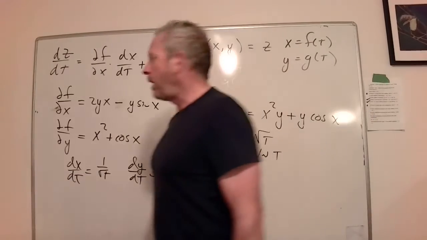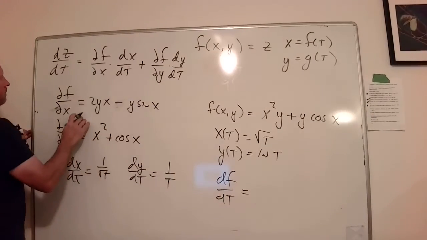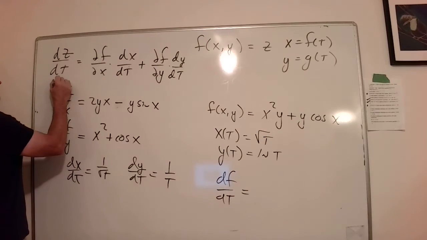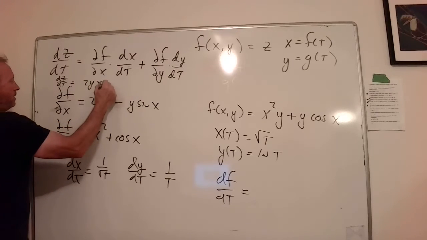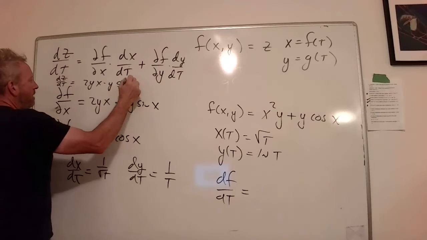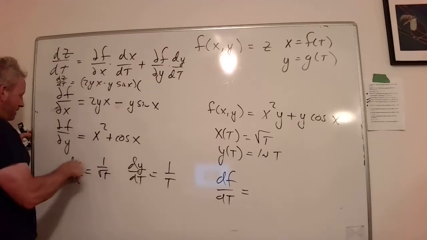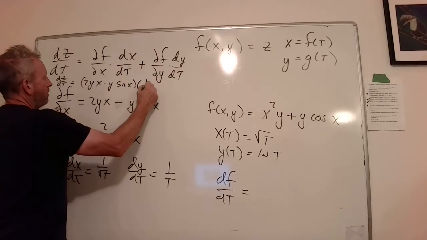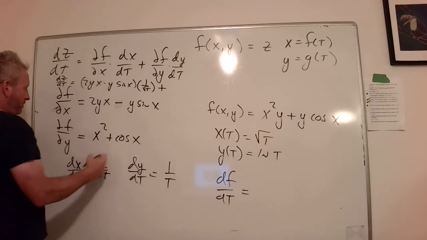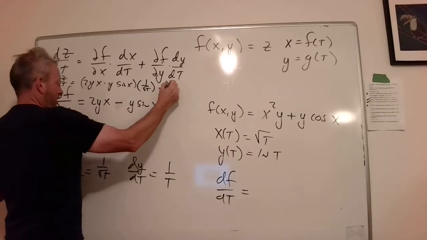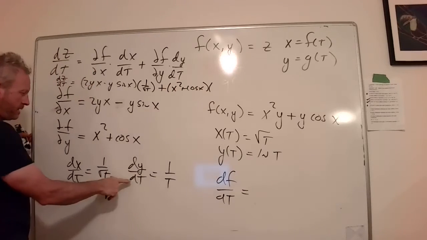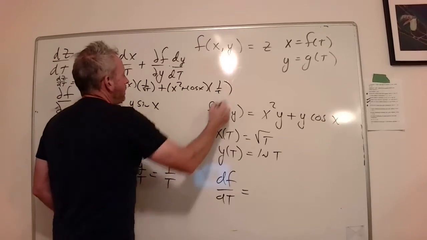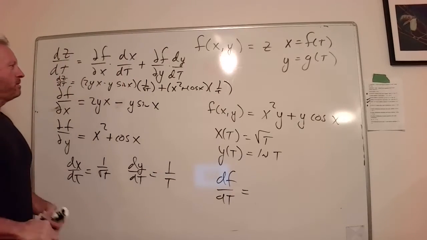If I had been a little wiser, I would have left a little more room here. Let's see if I can go ahead and put it in here anyway. So dz dt is equal to this piece of the puzzle, 2yx minus y sine of x, and dx dt, where's the piece there? 1 over the square root of t, plus df dy, where's that right here? X squared plus cosine x, times dy dt, 1 over t. And we should simplify this.